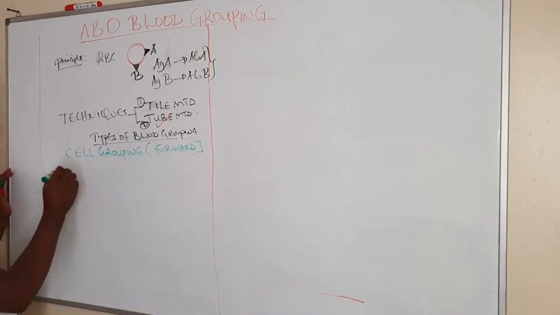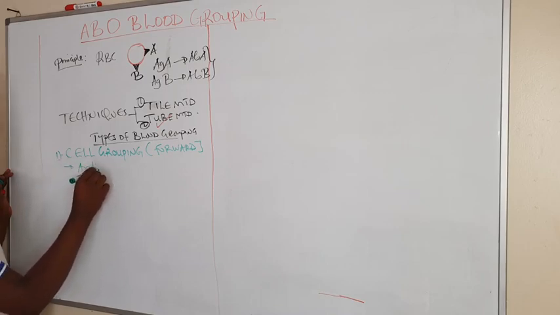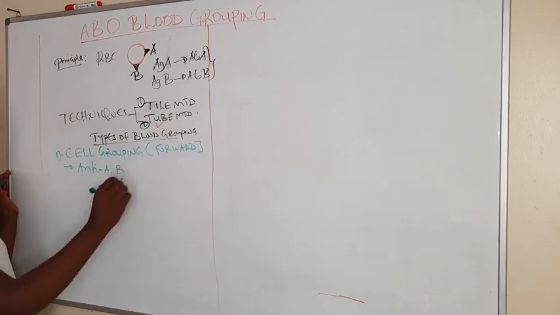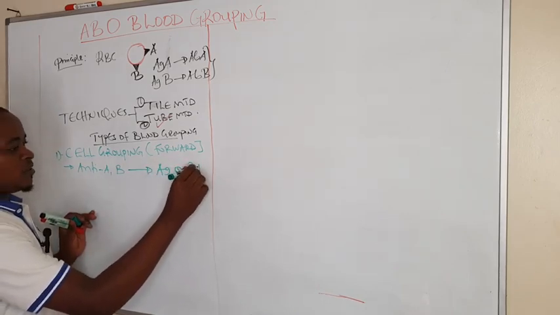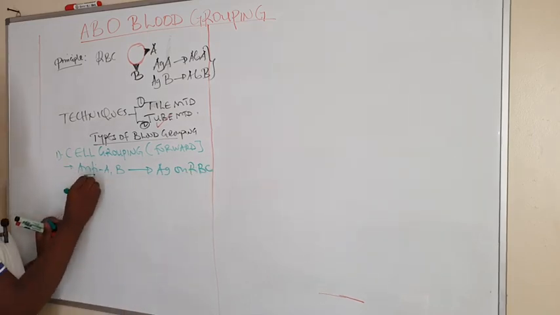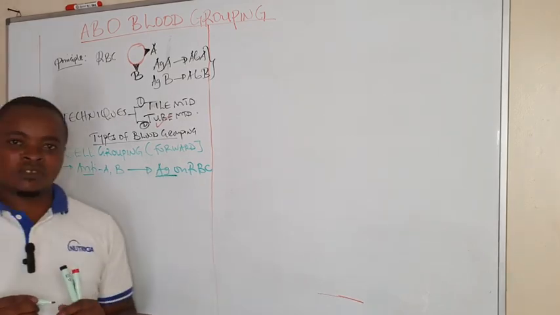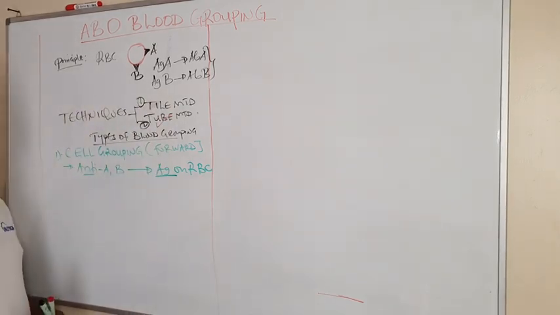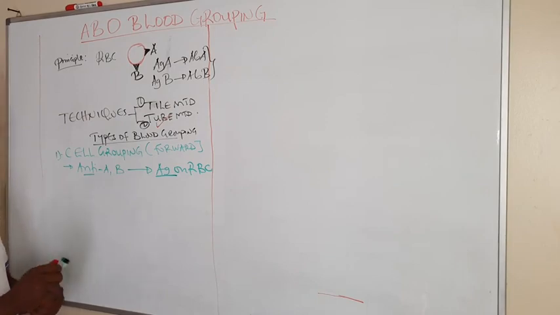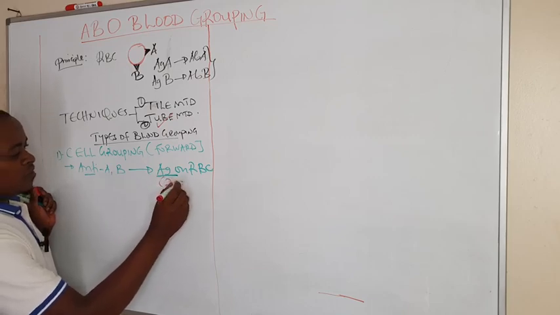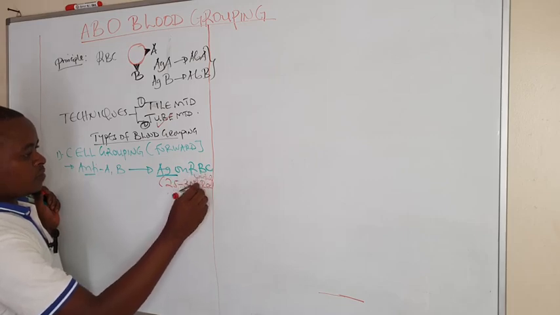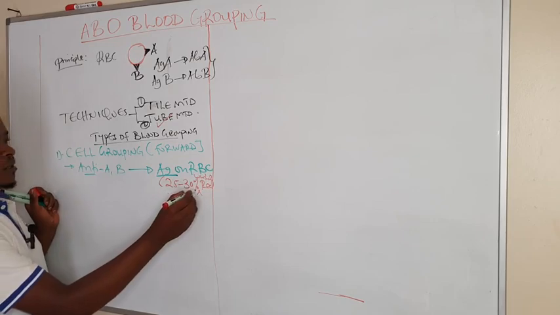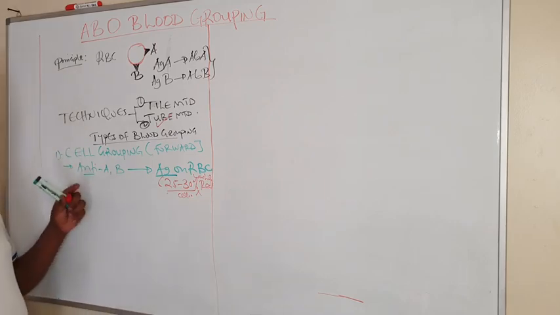In cell grouping, we use known antiserums, that is anti-A and anti-B, to check for the presence of antigens on the red cells, the RBCs of the patient. So we are using known antiserums to type the presence of antigens on the cells. That's why we call it cell grouping. In this type, the cells we use are 25 to 30% washed red cells. This is the percentage of cells we prepare during cell grouping.